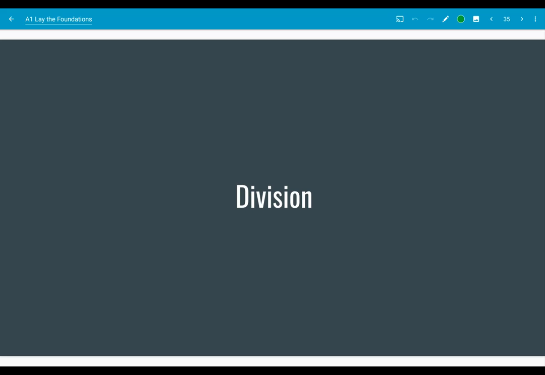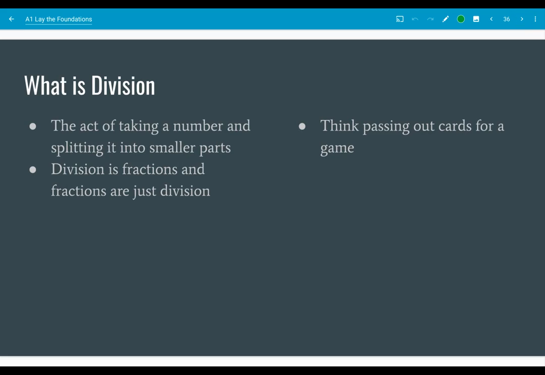Last thing we're going to look at today is division. Division is the act of taking a number and splitting it into smaller parts. Right? Division is fractions, or conversely, fractions are just division.